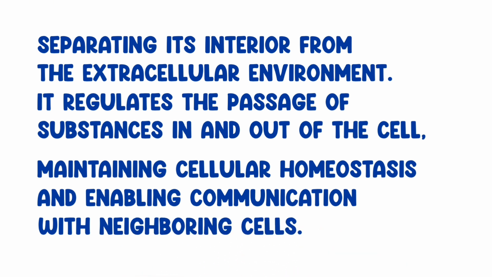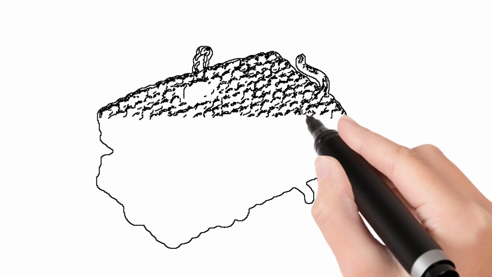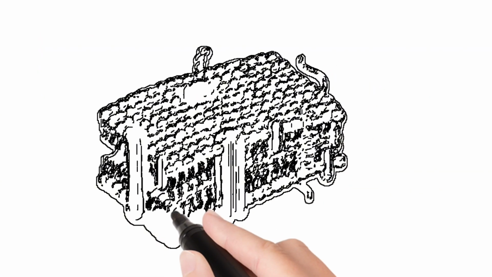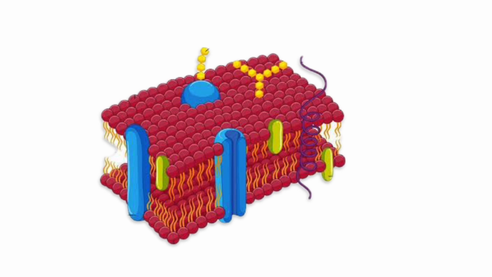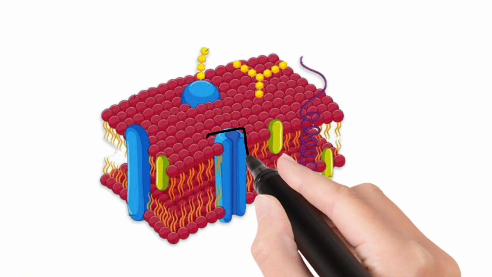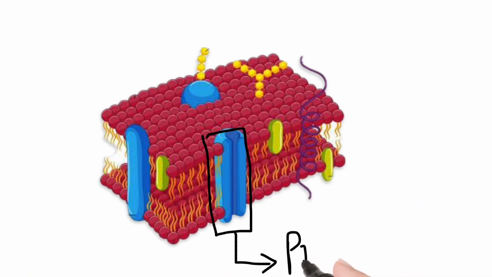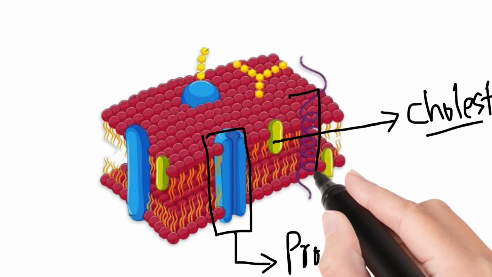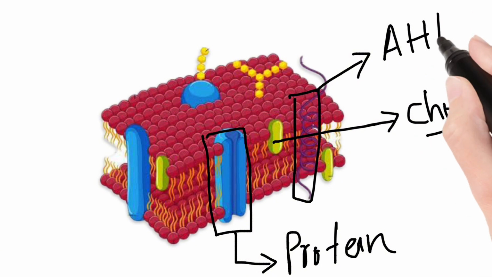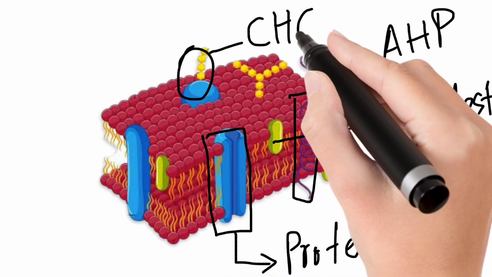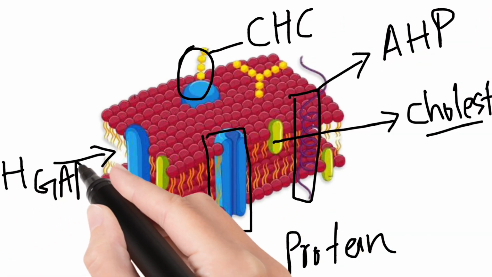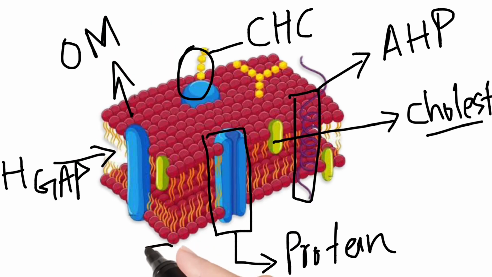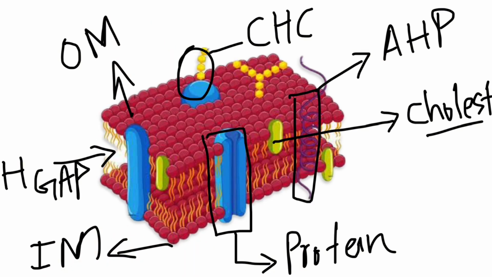This was the definition of the cell membrane, and let me show you the diagram of the cell membrane. I'm going to highlight some of the important parts. This is the protein. In the outer layer there is a cholesterol attachment. And this spiral thing is the alpha helix protein. And this is the carbohydrate chain. This is the hydrophobic gap. This part is the outer membrane, and this is the inner membrane.